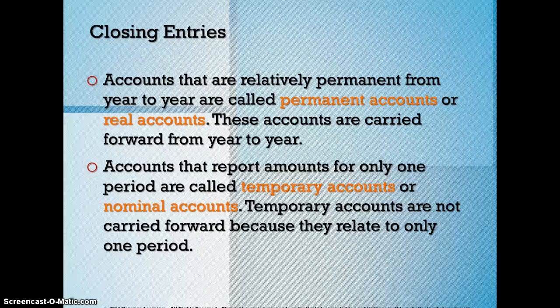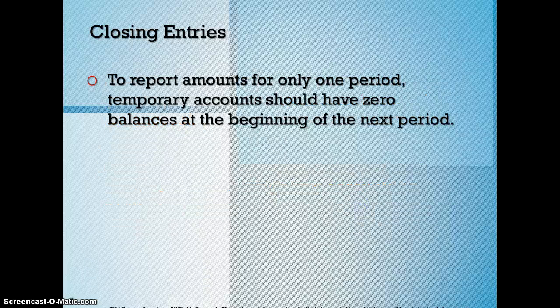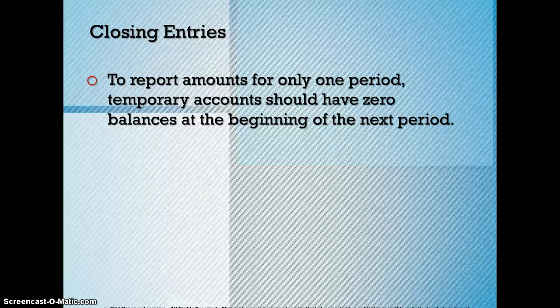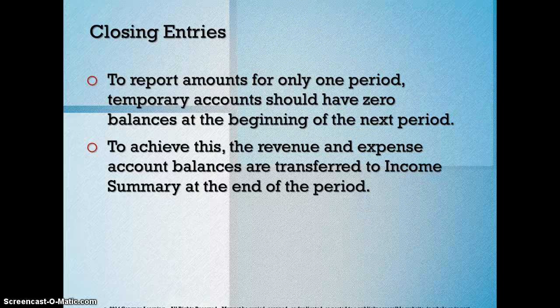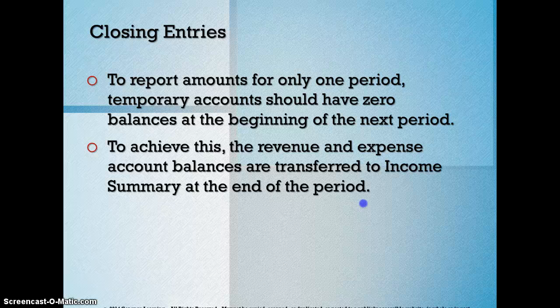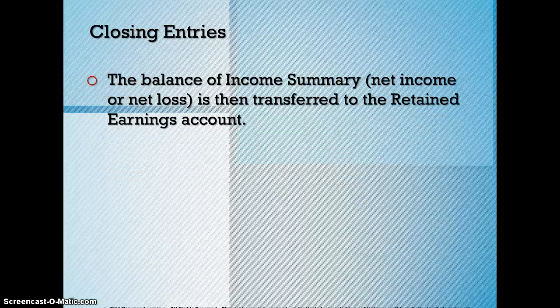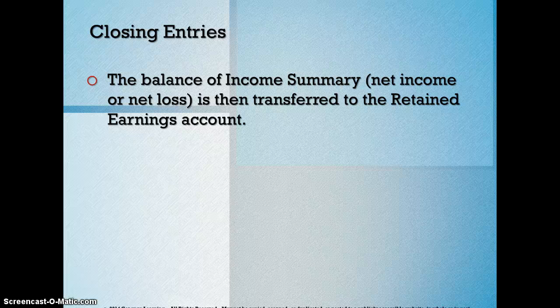Now the opposite of a permanent account is what we call a temporary account. Temporary accounts do not carry a balance, so that means at the end of each year we want to bring their balance back to 0 so that we can start the new year accumulating information. So to report amounts for only 1 period, the temporary accounts have to have a 0 balance, and we do that by what we call closing them out. We do this by transferring the revenue and expense account balances to income summary at the end of the period. And then the balance of the income summary, whatever's left, which is always equal to net income or net loss from our financial statement, is transferred to retained earnings.